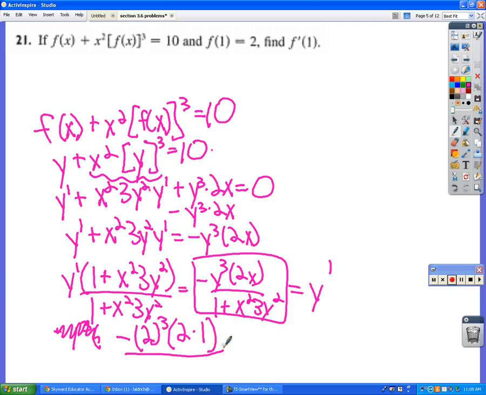Times 2 times... I should try subtracting the y prime out of it. 1 plus 2 squared. No, it's x squared, so it should be 1 squared for the x. 1 squared, and then times 3 times 2 squared. Okay, times 2. I finished it. Calculus makes me want to cry.